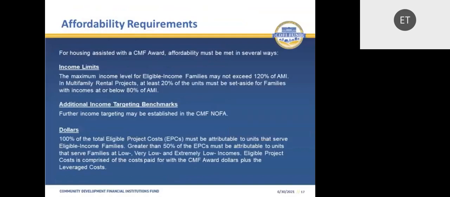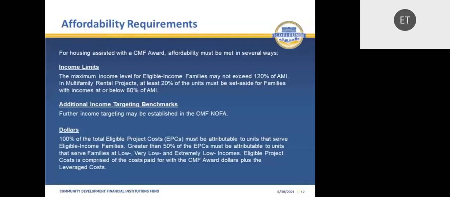Now, with CMF, there are a number of affordability requirements, so we're just going to walk through those to make sure you're familiar with them. The first, of course, are income limits. As I just mentioned, the maximum income level for CMF is 120% of AMI. In multifamily rental projects, it's required for every project that at least 20% of the units be set aside for families with low income, or 80% AMI. There are usually some additional targeting benchmarks published in every round with every NOFA. So you'll want to check the NOFA that's going to be published for 2021 to see what other targeting benchmarks we have included.